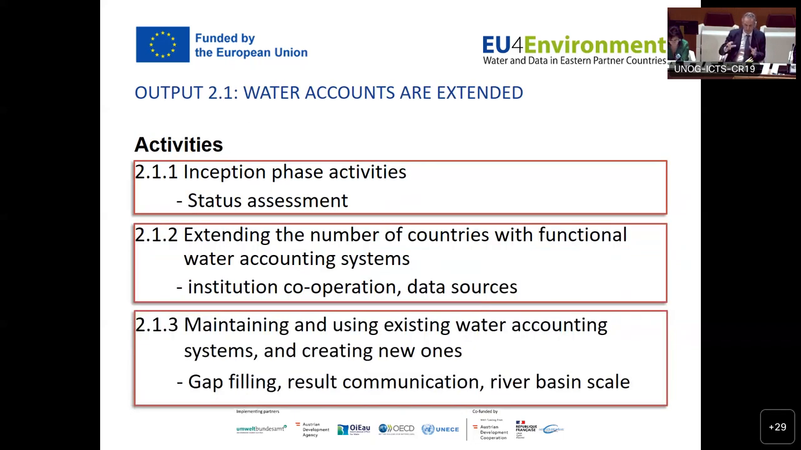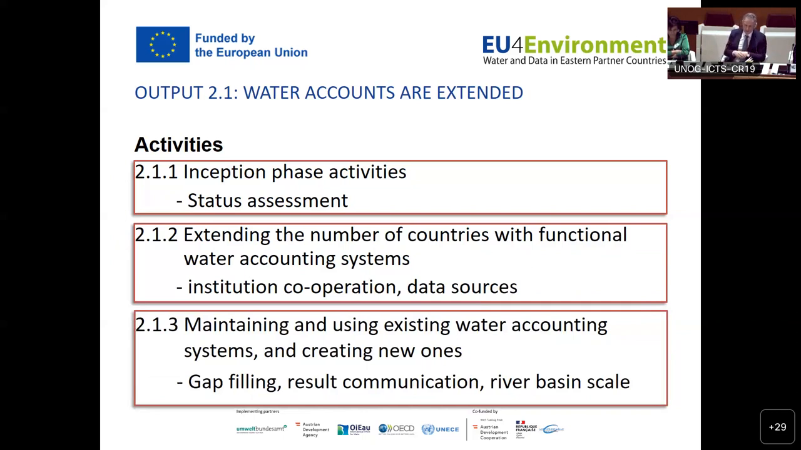Within this output, we have three main activities. The first one was the inception, which basically looked at the status assessment. What does it include? Which data are there? Which institutions are there? How well known is the concept of water accounting? Those were the questions we asked.